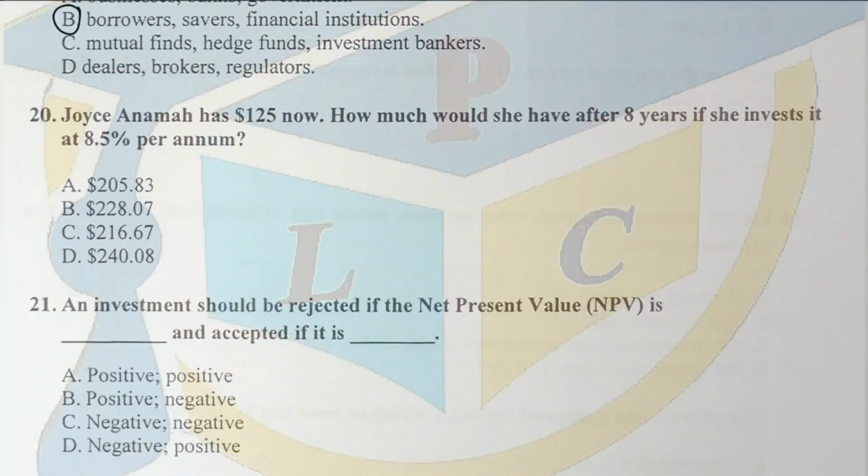Now 20. Joyce Anima has $125 now. How much will she have after 8 years if she invested it at 8.5% per annum? Since the question didn't specify a method of computing the interest, the idea is that based on the scenario, it's being compounded annually. So our future value is going to be our present value multiplied by our future value factor, which is (1 plus the interest) to the power of the compounding period, 1, multiplied by the time.